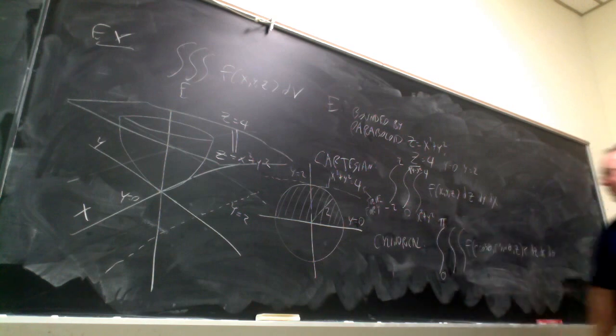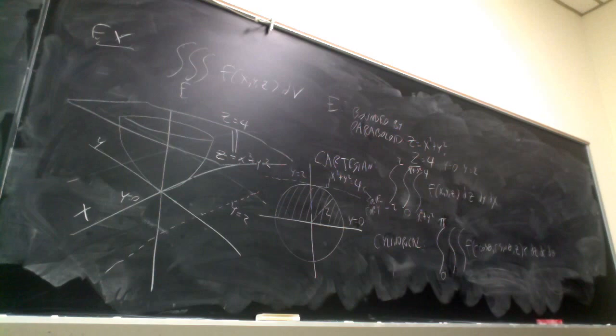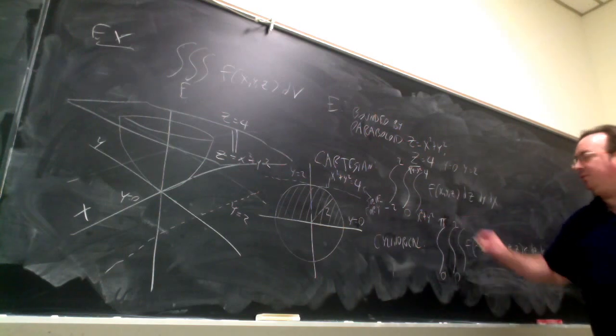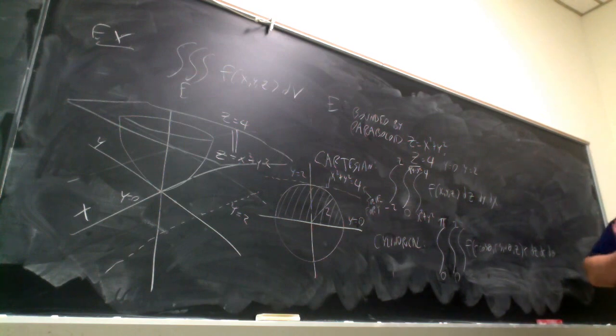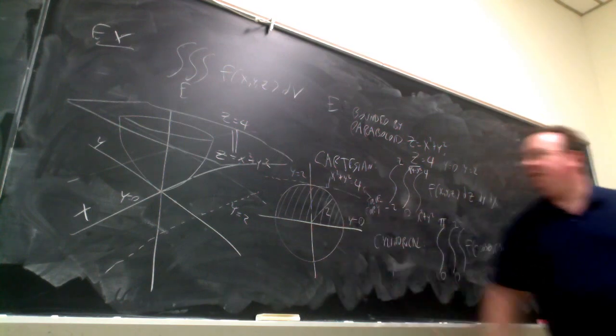Okay, and what about r? Negative 2 to 2? No. 0 to 2. Yeah, because we're looking at distance. It's going from the origin radiating out up to this point.